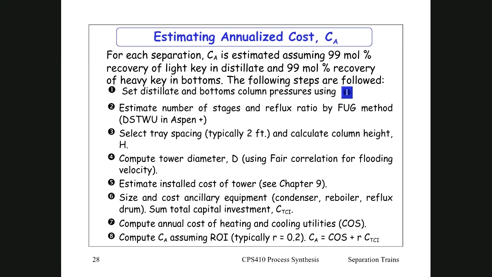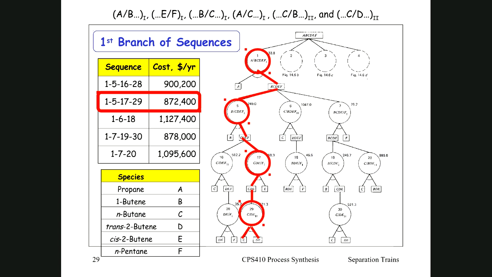Right, next, now we're going to look at our system of propane, where A is propane, B is 1-butene, and C is butane, and so forth. And we're going to look at how we're going to do this costing and decide which is the best sequence.